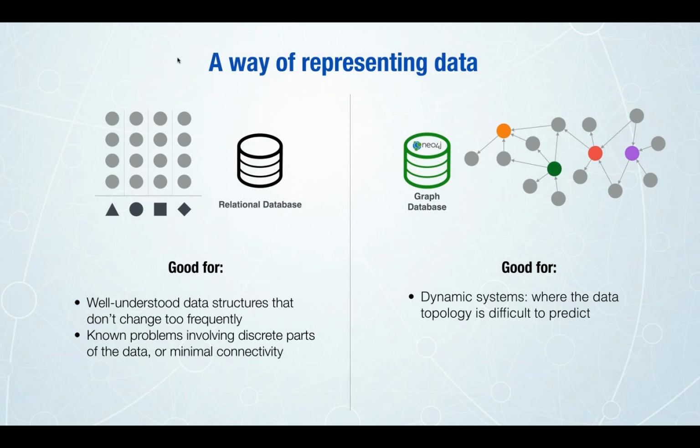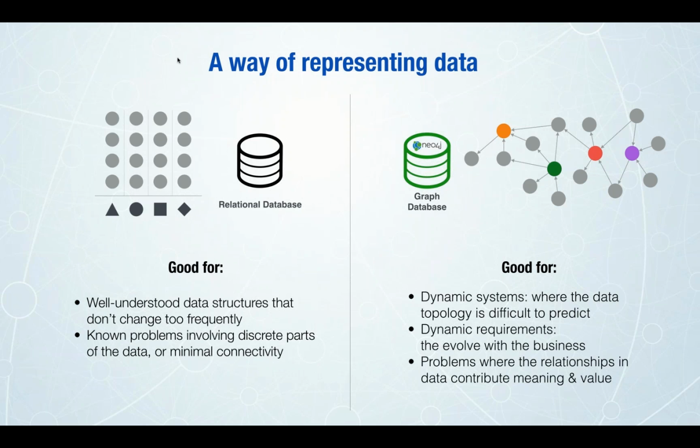Contrast that with the graph database that is really good for dynamic systems where our data is changing or it's difficult to predict what the data might look like. Very good for dynamic requirements where the business requirements are changing. And problems where we're really deriving a lot of value from the relationships in the data.